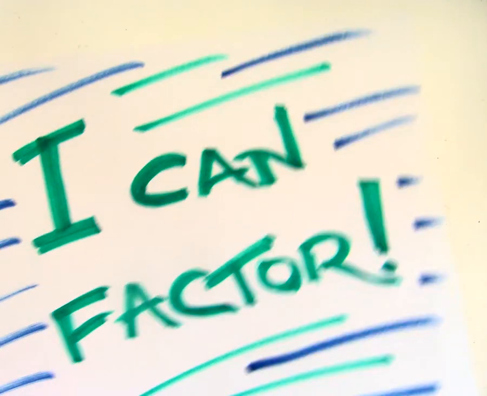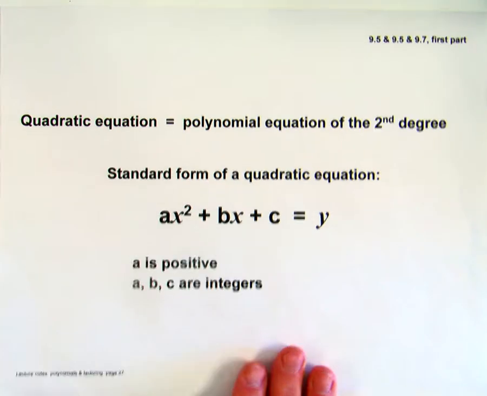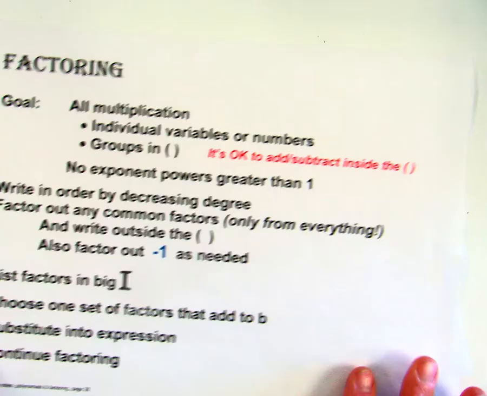We're factoring quadratics. A quadratic equation is a polynomial equation of the second degree. Of course, you're aware the standard form of the quadratic equation is ax squared plus bx plus c equals y. For these purposes, a will need to be positive. A, b, and c are all integers. What are we going to do? Okay, here's our plan for factoring.